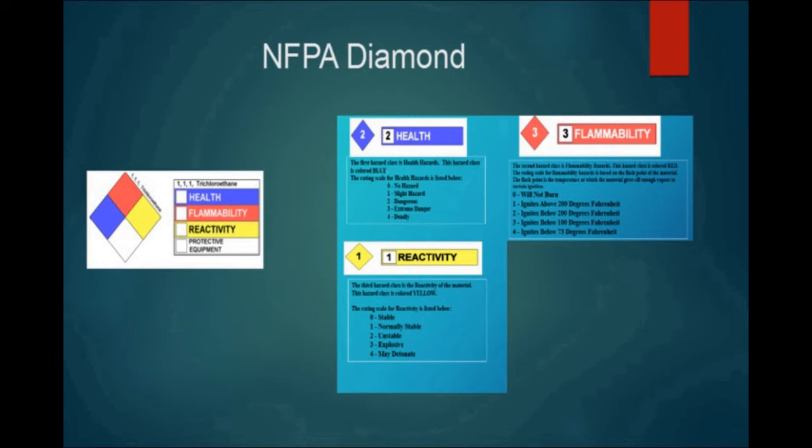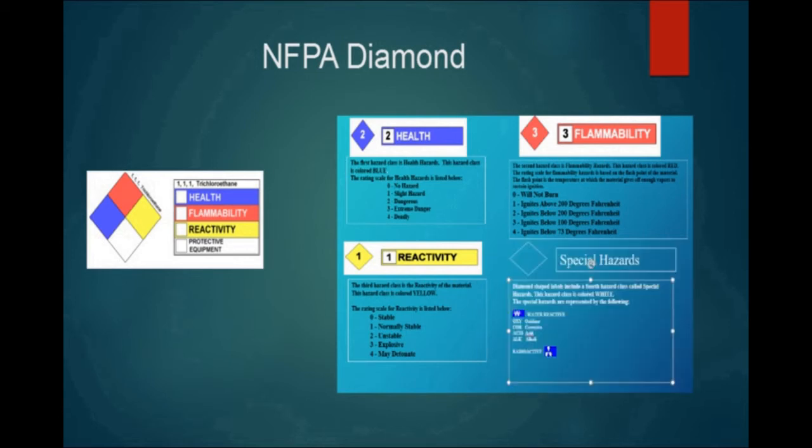0, stable. 1, normally stable. 2, unstable. 3, explosive. 4, may detonate. 5, your X. Special hazards. Hazards of this category are colored white. The special hazards are represented by the following.